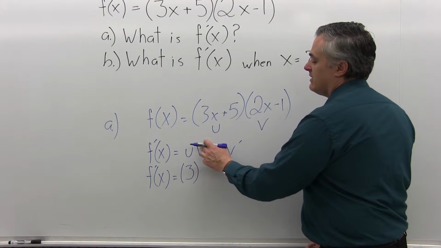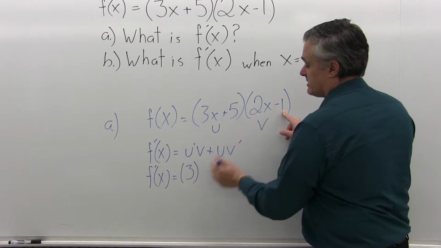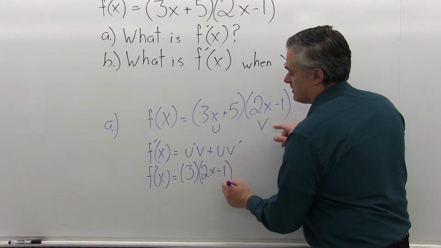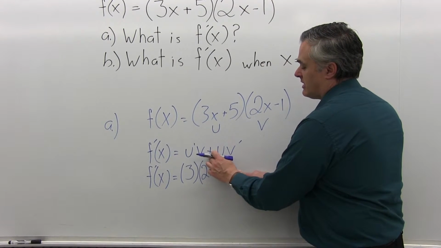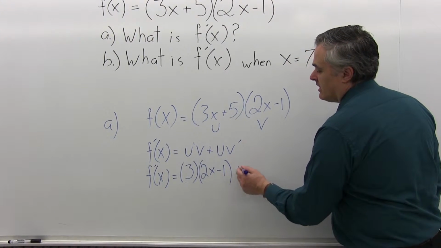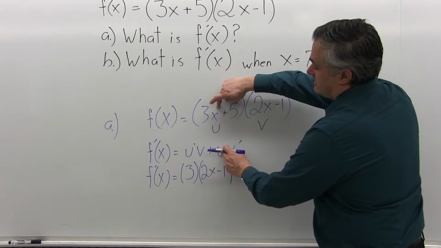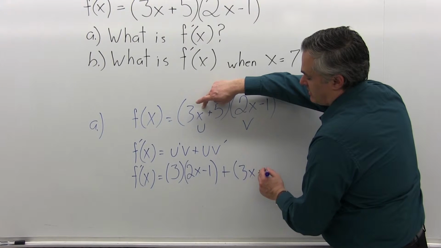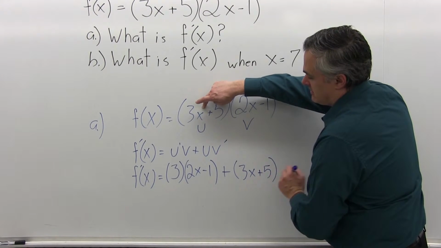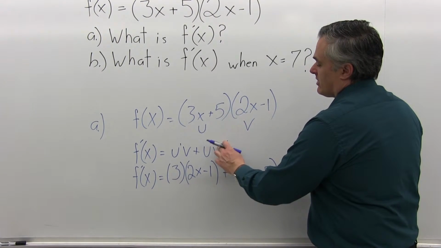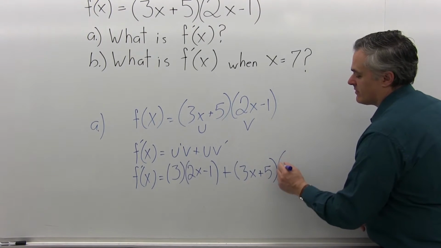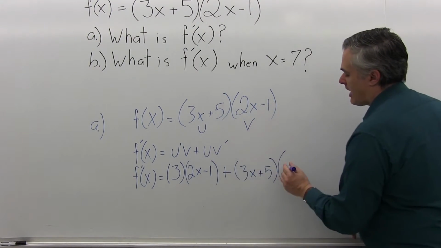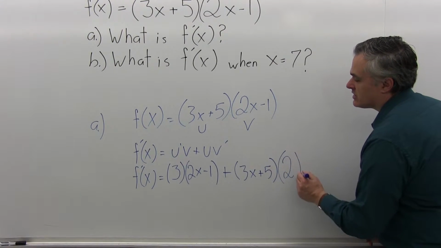And now v with no prime is just v, 2x minus 1. Now we're at this part of the formula, plus. Then u with no prime, so u with no prime is 3x plus 5. And then the last part of the formula is v prime. So v is 2x minus 1. V prime is just going to be 2.